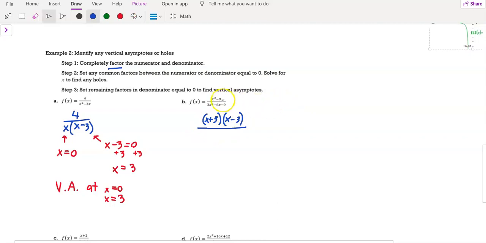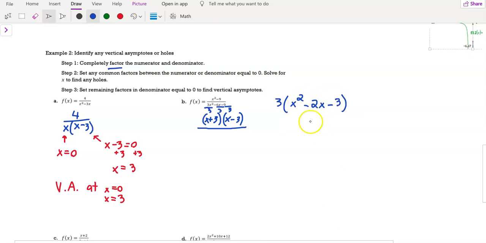Now we go on to factor the denominator, which in this case, I first check for a GCF to see if I can pull anything out of all 3 of these terms. And all 3 of these can be divided by 3. So 3 divided by 3 just gives me x squared. Negative 6 divided by 3 leaves me with a negative 2x. And last, negative 9 divided by 3 is negative 3.